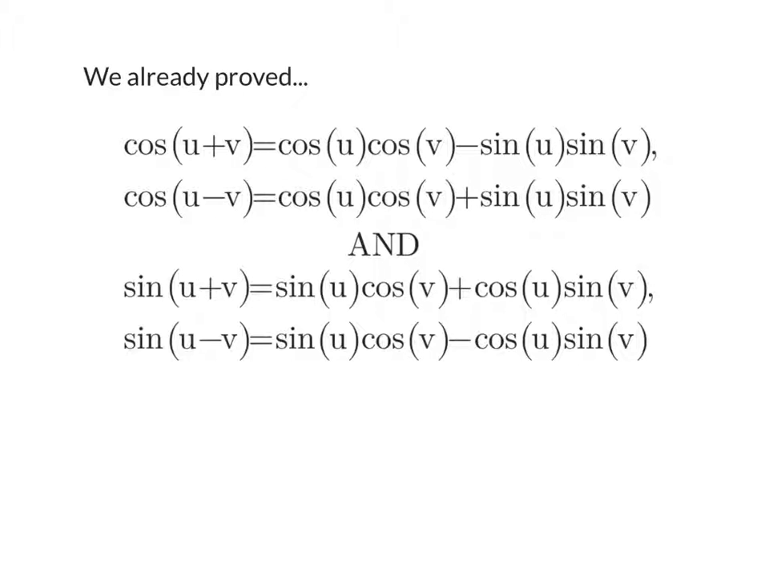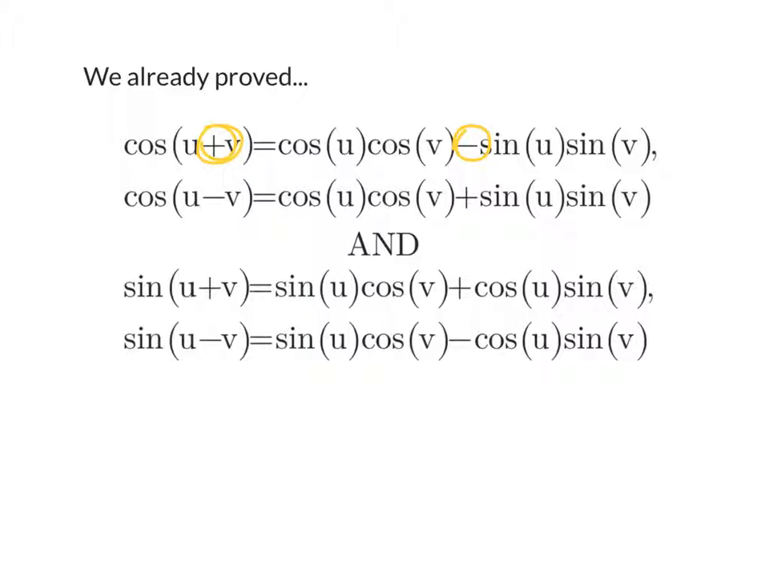sine and cosine. A couple things to point out for cosine. The identities breakdown is cosine, cosine, sine, sine, and the sign in the middle is going to change from plus to minus or minus to plus.